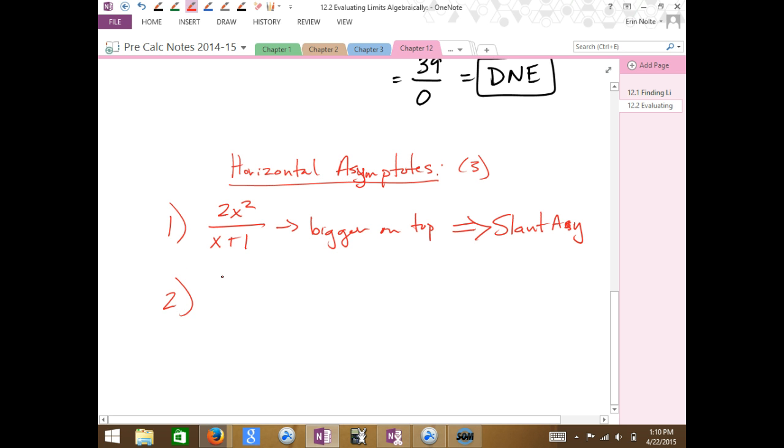Second scenario is if we have the opposite of this. Let's say you have x plus 1 over 3x squared minus 2. This time my bigger exponent is bigger on the bottom. Anybody remember? It's always the same. Not 1, that's close. Horizontal asymptote at y equals 0. So anytime it's bigger on the bottom, the horizontal asymptote is at 0.